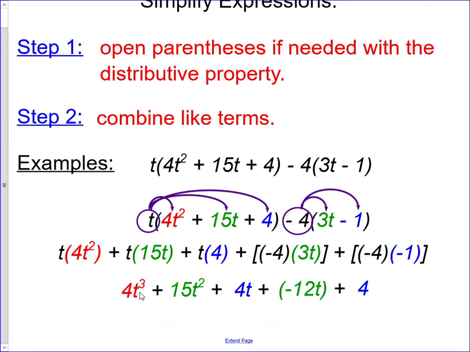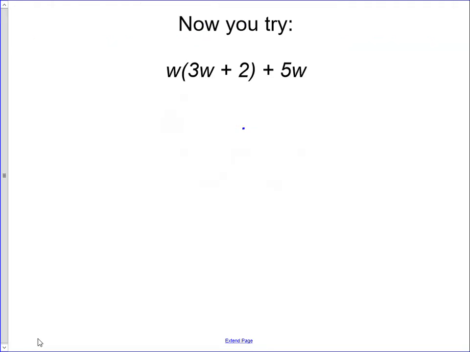So I'm going to bring the 4t to the third power down, plus the 15t to the second power. I'm going to combine a +4t with a -12t. That's going to give me a -8t. So everything else just comes down with it. And so as we bring it down, we're going to end up with 4t to the third power plus 15t squared minus 8t plus 4. Let's go ahead and try this one more time.